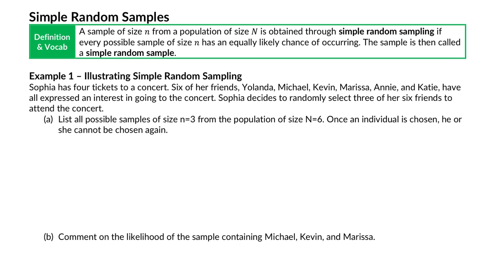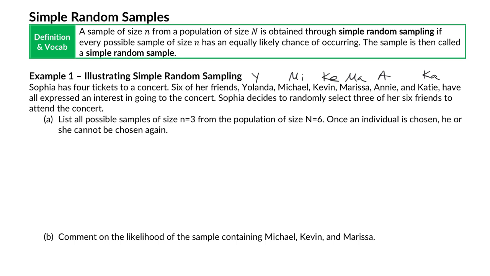So to make this easy, here's what we're going to do. Instead of writing the names Yolanda, Michael, Kevin, Marissa, Annie, and Katie over and over again, we're going to just use the first letter or first 2 letters of their names to act like they're different entities or different individuals.